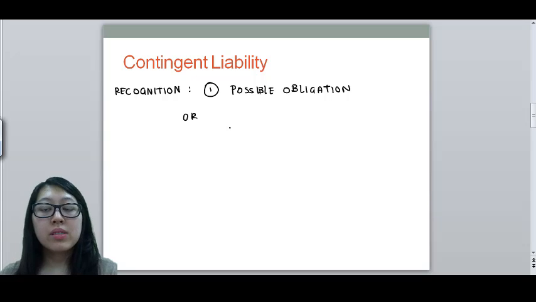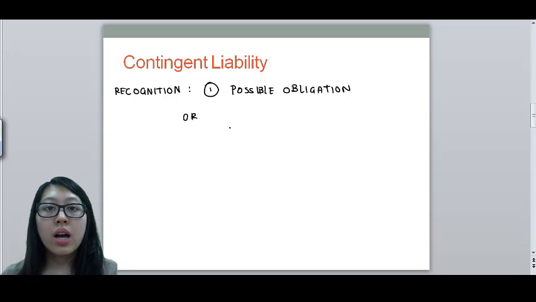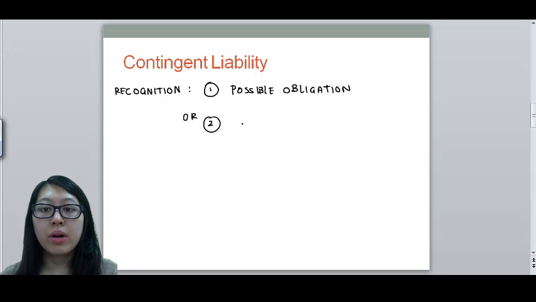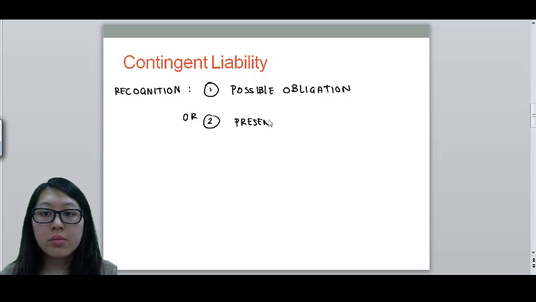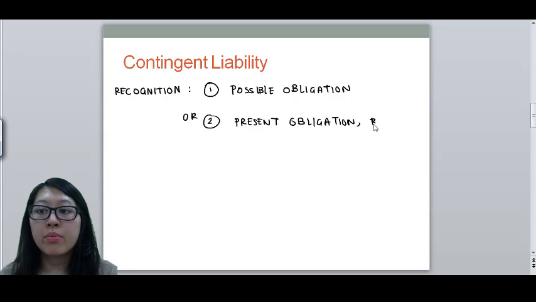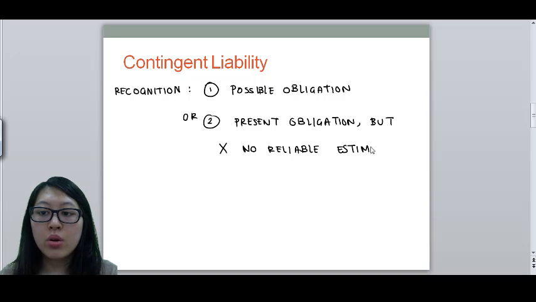Now, possible means that there is a 50-50 chance. I don't know for sure if I'm going to have to pay this cash in settlement, or maybe I won't have to. Or there is another possibility. There is a present obligation. Same scenario as when creating a provision. We know that an obligation exists when we have to recognize a contingent liability. We have a present obligation, but there is no reliable estimate, meaning that we know that we owe this money, but we don't know at what amount it should be.